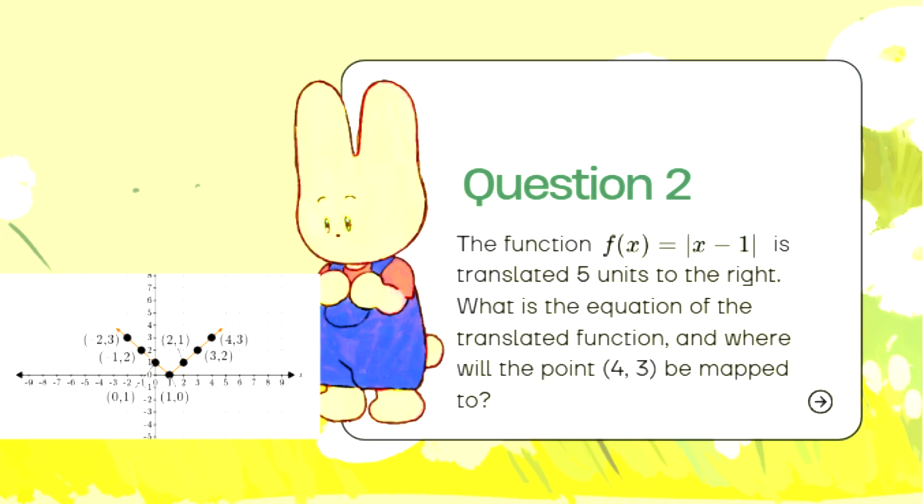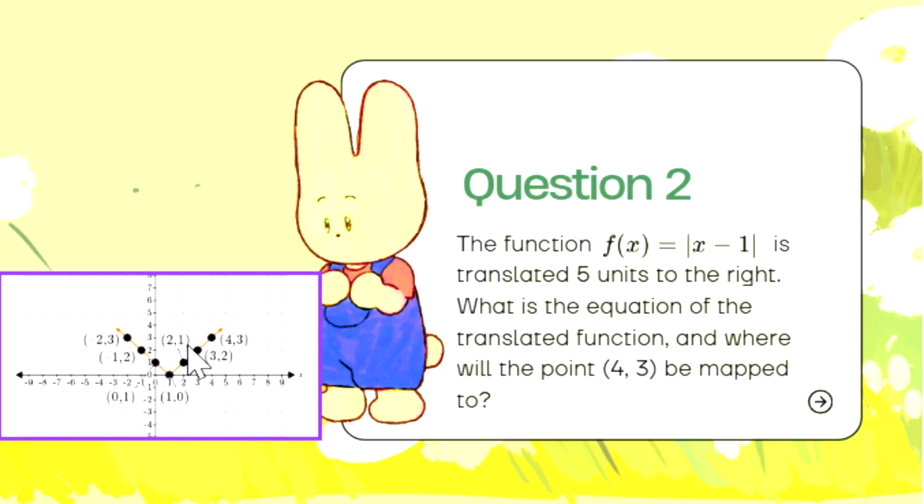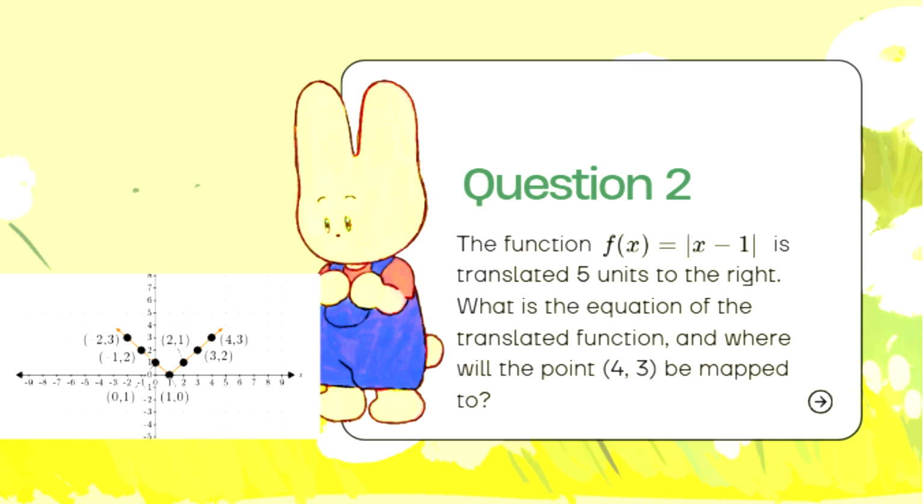The function f of x is equal to the absolute value of x minus 1 is translated 5 units to the right. Okay, so this is our original, and now it's being translated 5 units to the right. What is the equation of the translated function, and where will the point 4, 3 be mapped to? So this is a two-part question. First, it wants to know what the new equation will be, and then where this point will be. Pause the video, figure it out, come back.